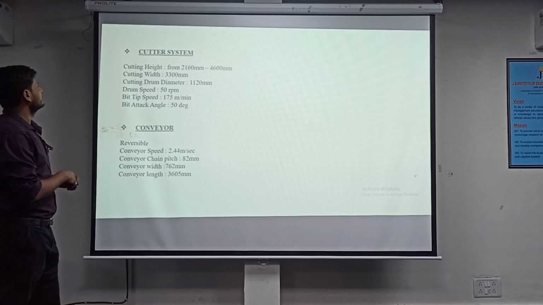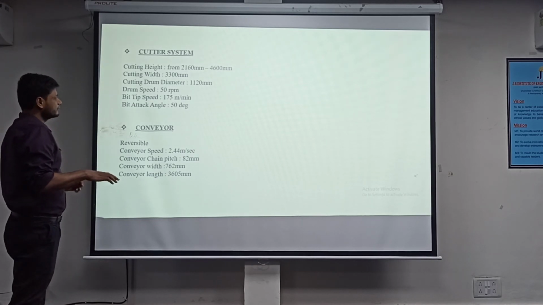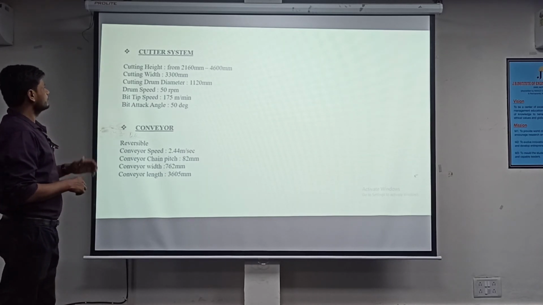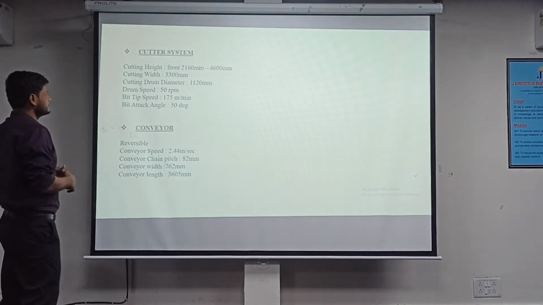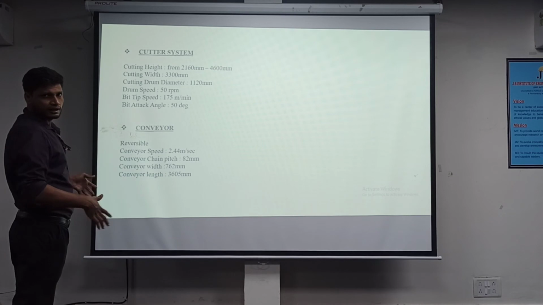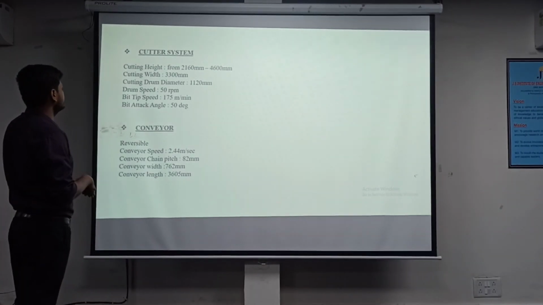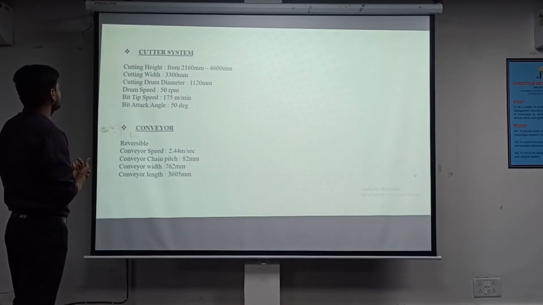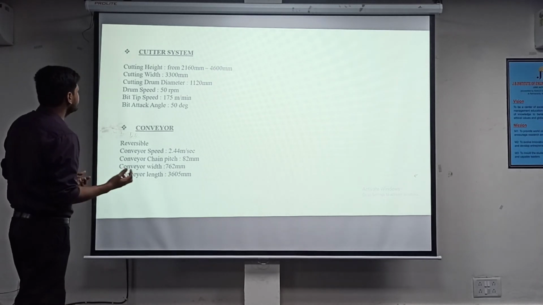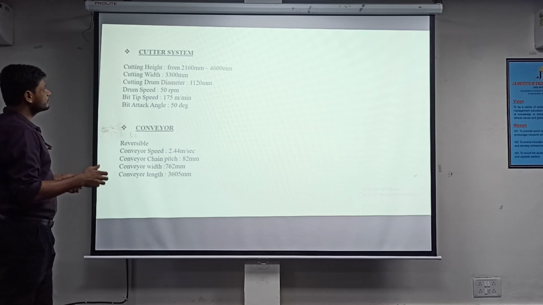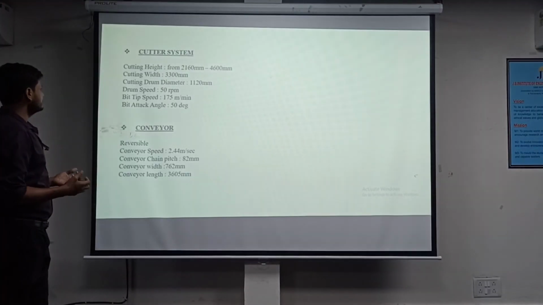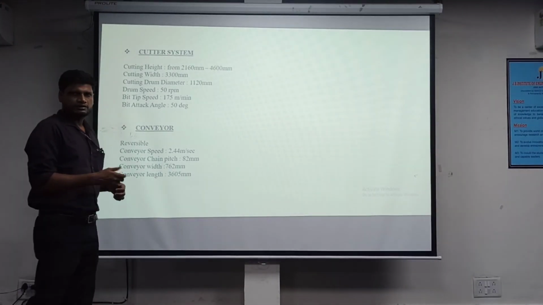This is the cutter system. Cutting height from the ground is 2160 millimeter to 4600 millimeter. Cutting width means gallery width, it depends on the gallery width. As per the DGMS norms, the allowed cutting width is 3 meter. The cutting drum diameter is approximately 1 meter, and drum speed is 50 rotations per minute.